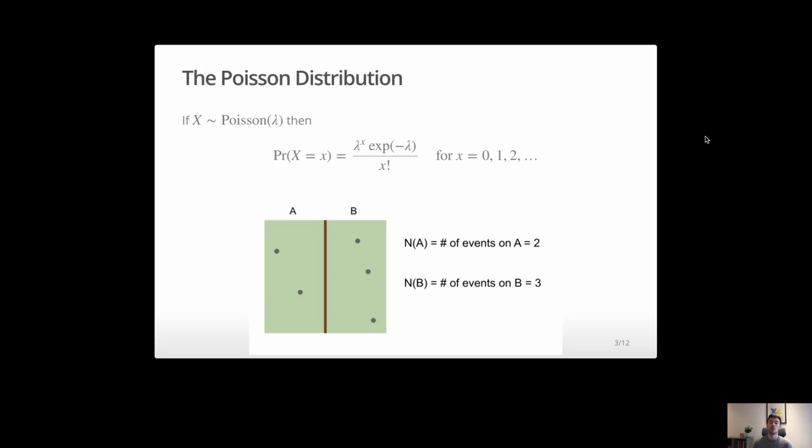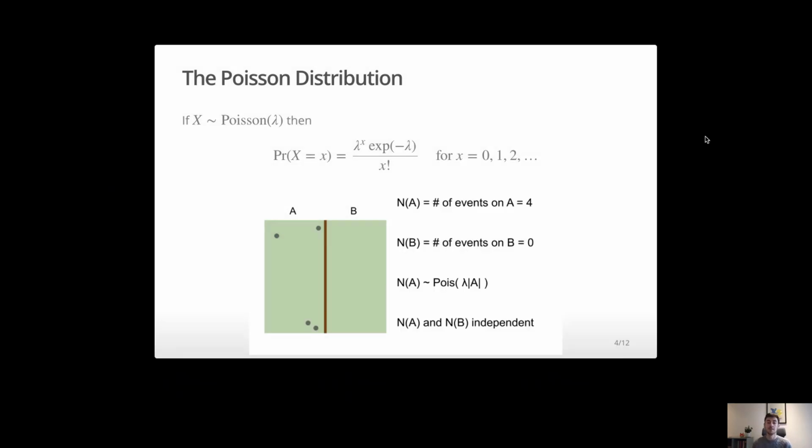And what we're aware of as statistical modelers is that if we'd gone at a different time to look at this field, then we might have seen a different number of rabbits in each field. So for example, we might have seen 4 rabbits in field A and none in field B. This Poisson random variable then gives us a way to describe the variability in that event count.